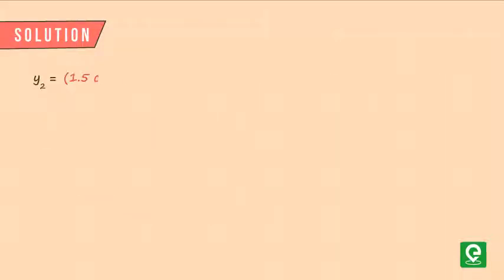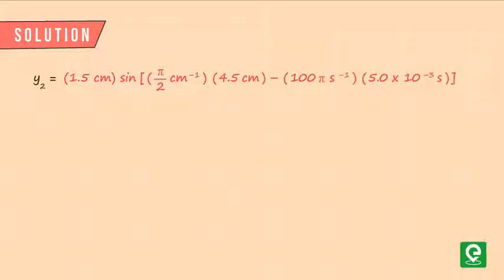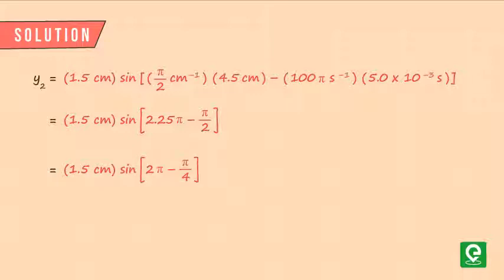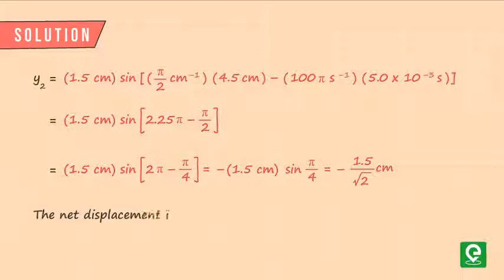Similarly, y2 equals 1.5 into sin(π/2 × 4.5 − 100π × 5 × 10^−3), which is equal to 1.5 sin(2.25π − π/2). That is equal to 1.5 sin(2π − π/4). On solving this, we get y2 equals −1.5/√2 centimeters. Therefore, the net displacement is equal to y1 plus y2, which is equal to −0.35 centimeters.